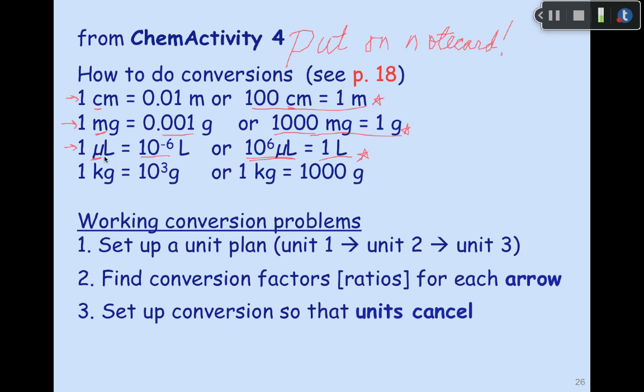The fourth one here then is the kilogram, or kilo prefix. Kilo means 10 to the third, which is also 1,000. So 1 kilo of anything is 1,000 of that. In this case, a kilogram is 1,000 grams.